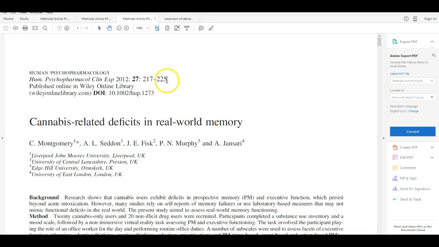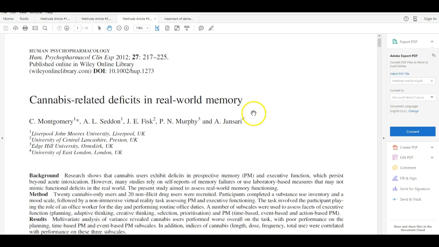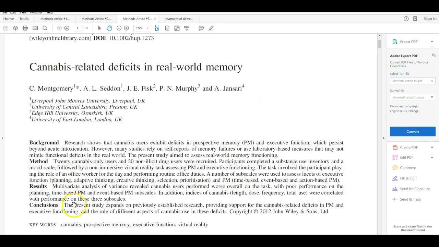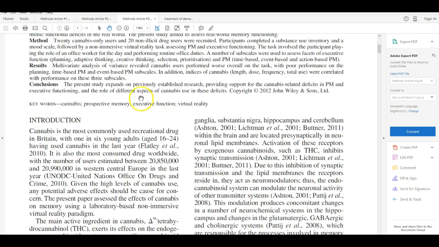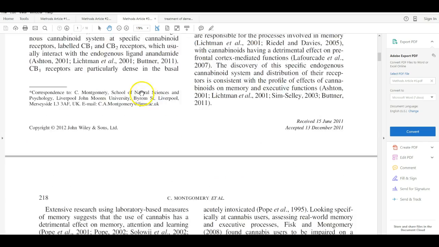This article is on cannabis-related deficits in real-world memory. It has a very nice summary of the methods, but again, this summary isn't sufficient to really address the methods. So we have to go to the methods section in this article.